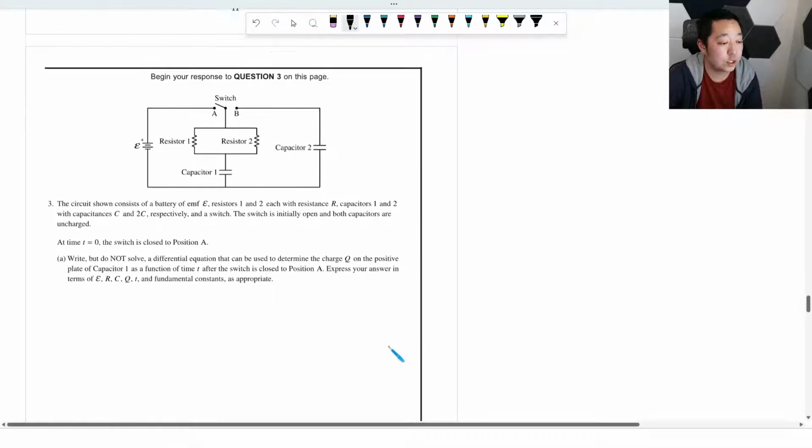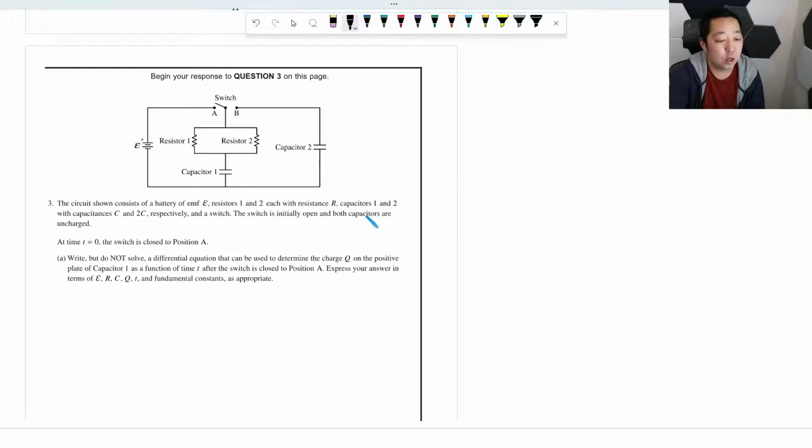All right, third question. Last question here. The circuit shown consists of a battery of EMF epsilon, resistors 1 and 2, each with resistance R, and capacitors 1 and 2 with capacitance C and 2C respectively. The switch is initially open, both capacitors are uncharged. At time t equals 0, the switch is closed. Write but do not solve a differential equation that could be used to determine the charge Q on the positive plate of capacitor 1 as a function of time. Express your answer in terms of the given quantities.